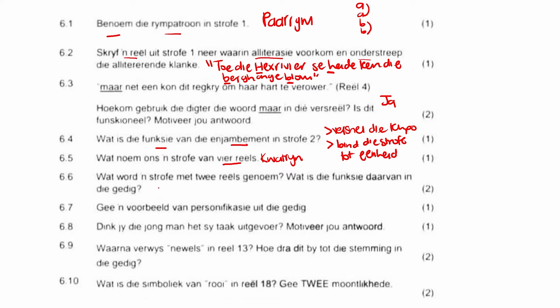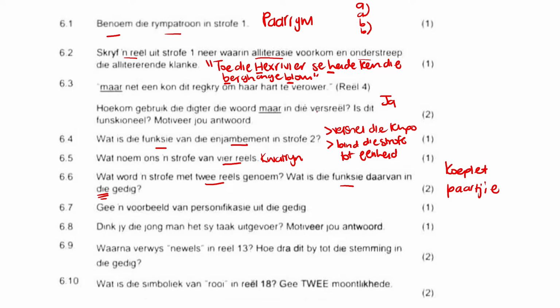6.6. Wat word 'n strofe met 2 reëls genoem en wat is die funksie daarvan in die gedig? That's important. In die gedig. So they want context, right? So, first of all, what is a stanza with 2 lines? Dis 'n couplet, right? And what is the function of a couplet in this poem? Remember, Heks van Hexrivier is a sort of a love tragic poem. So then, the function of a couplet is that Elisa and haar geliefde would have been a couple, right? Hulle sou 'n paartjie gewees het. A paartjie. But we know that there was a tragic end. But it's just to emphasize the fact that they would have been a couple.